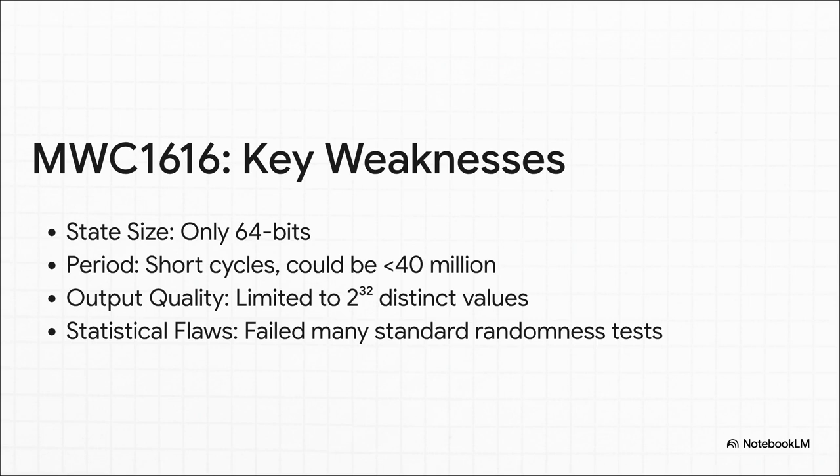This meant it had a short period. The sequence of numbers could start repeating itself in under 40 million tries. Now, 40 million sounds like a lot, but for a computer, that's nothing. It's dangerously short. And worst of all, it failed a whole bunch of standard statistical tests designed to spot exactly this kind of bad randomness.